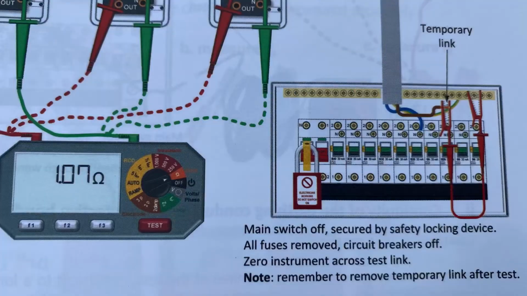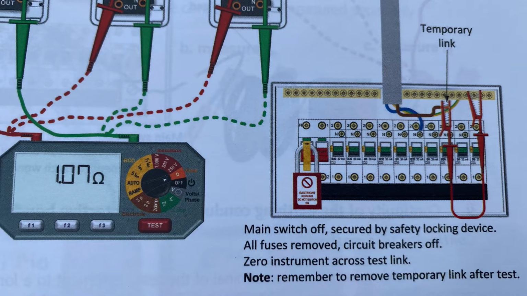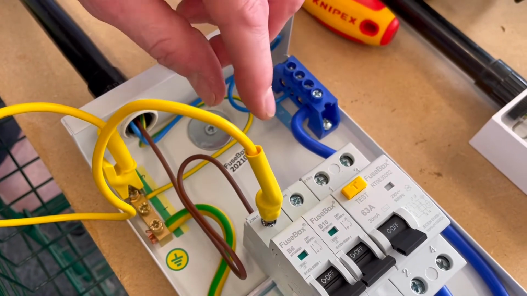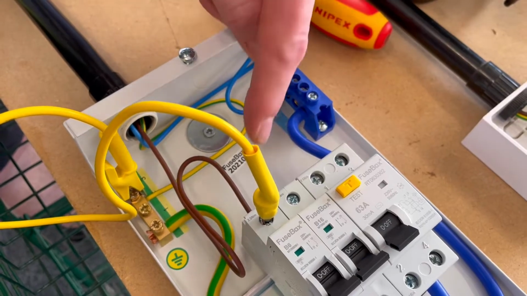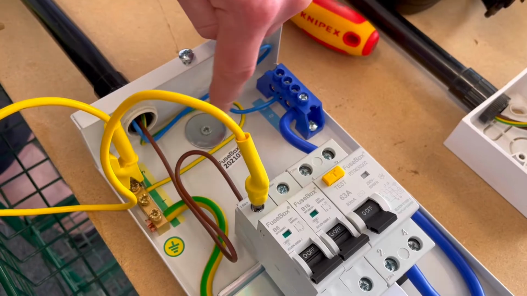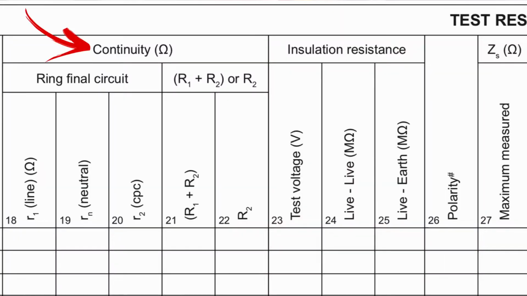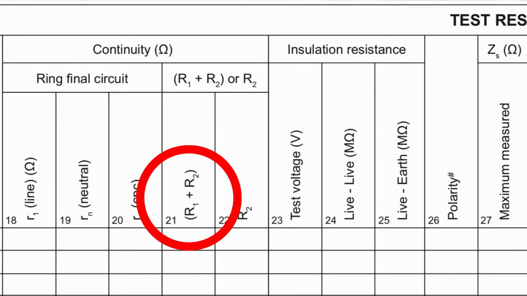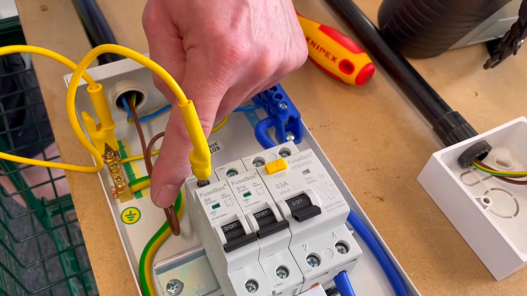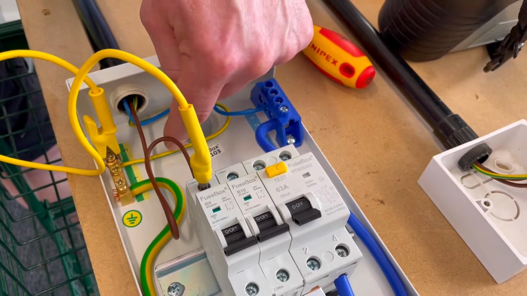And that's shown in the on-site guide as well, isn't it? It's shown linking together the line conductor under test to the circuit protective conductor under test to carry out this combined continuity of CPC and polarity test. We will be measuring the resistance of both the line conductor and the circuit protective conductor. So when we record this result, we record it under the continuity box heading R1 plus R2. R1 being the measured resistance of the line conductor added to R2, which is the measured resistance of the circuit protective conductor.